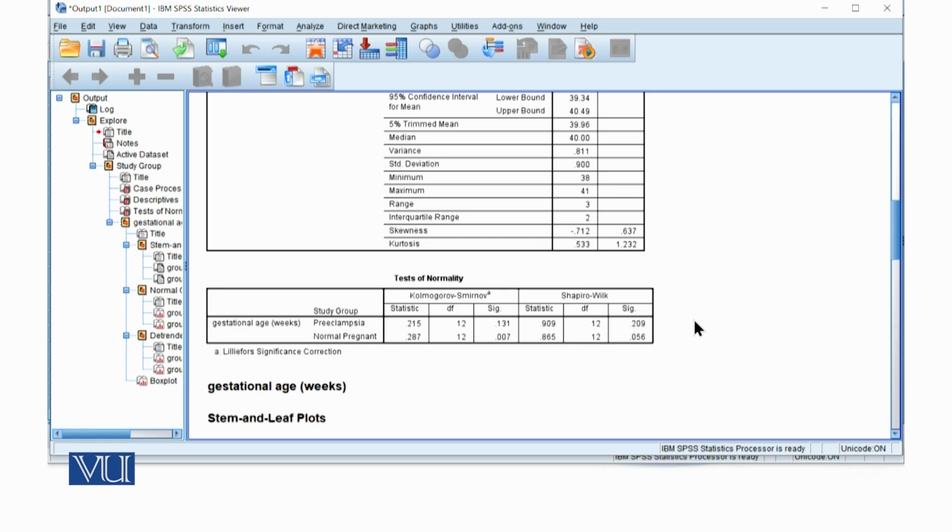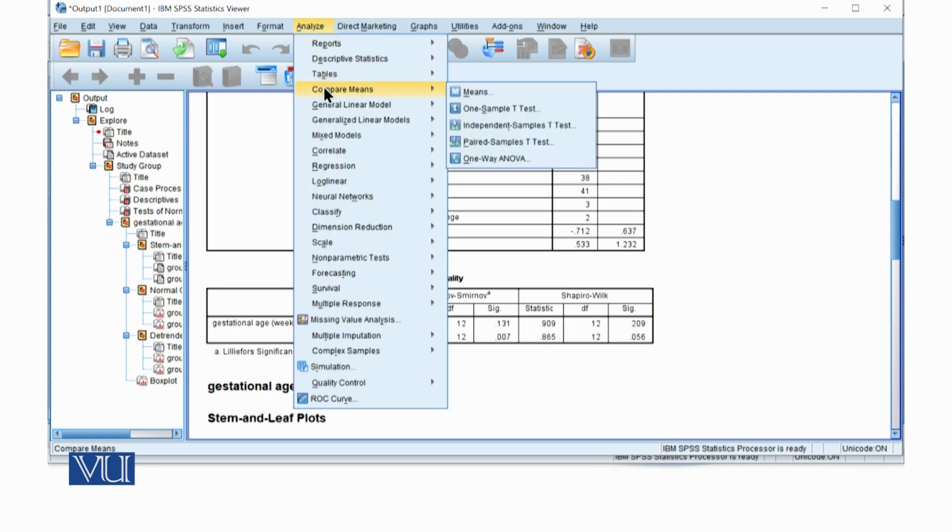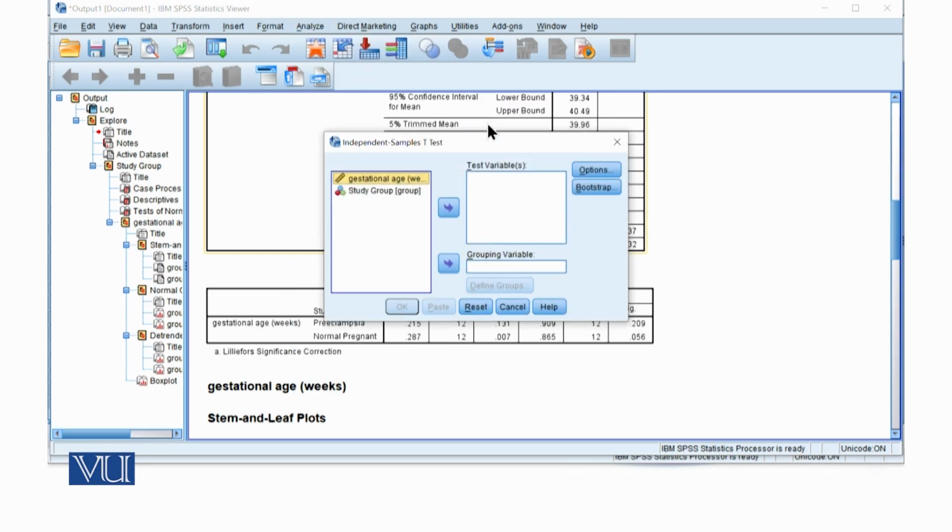So here we will use the two sample t-test to make the comparison, and to perform the two sample t-test, we need to go to Analyze, Compare Means, and Independent Samples T-Test. Since we have already shown that these two groups are independent and both the groups come from populations that have normal probability distributions, we will perform the independent samples t-test.